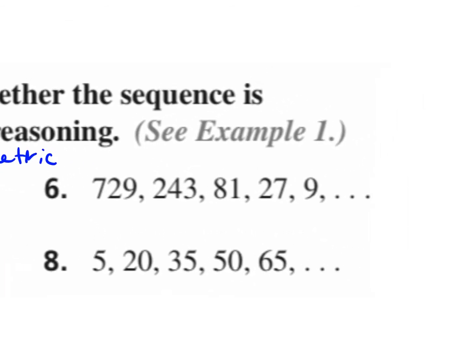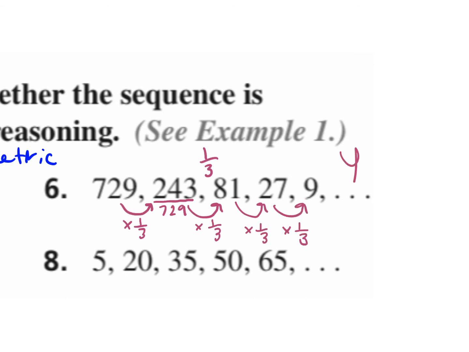Number 6. We can always take our second term and divide it by the first one, 729. These are big numbers, so we'd probably have to use a calculator, but that would give us 1/3 when we simplify. That means we are multiplying by 1/3. We're multiplying by 1/3 again here, and again, and again. So this, yes, is geometric.